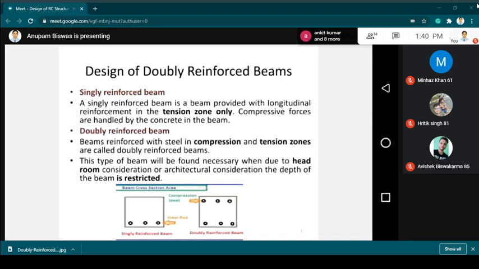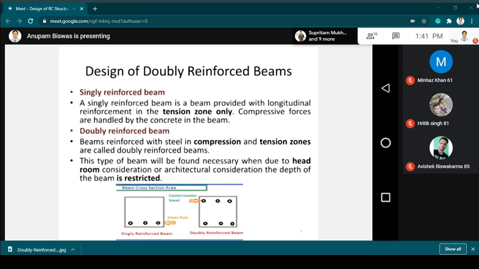In case of doubly reinforced beam, as you can see in the diagram, reinforcement is provided in both the compression zone and the tension zone. By reinforcement, we mean the main bars, the horizontal main bars running through the span of the beam. So this discusses the design of this doubly reinforced beam.